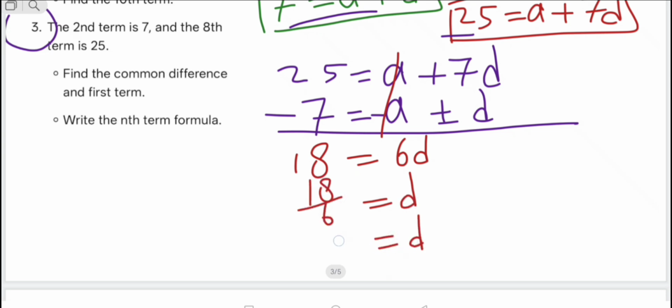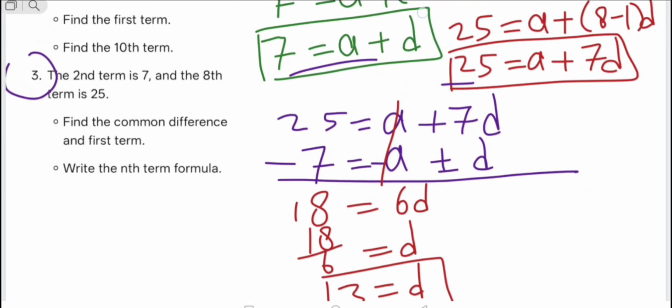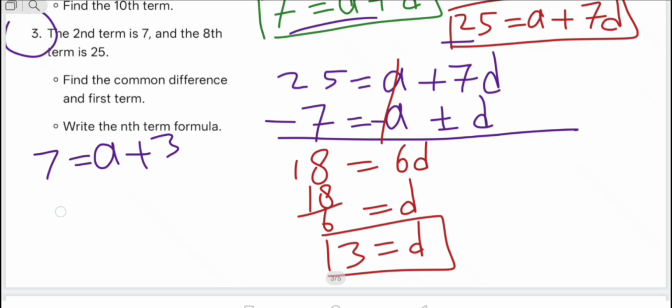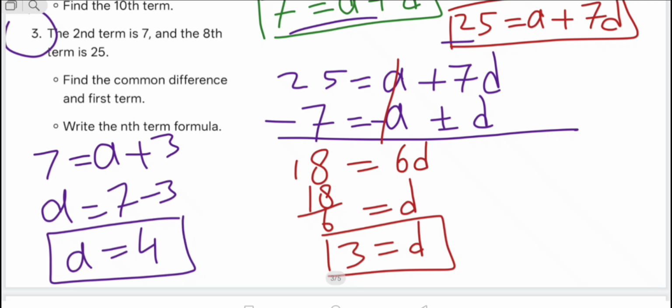So d equals 3. If we have d, we can find a. Just replace d with 3. So 7 equals a plus 3. d is 3, as we got it here. So a equals 7 minus 3. So a equals 4. This is our answer.